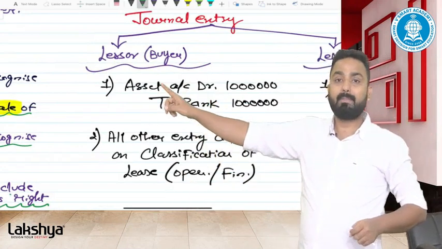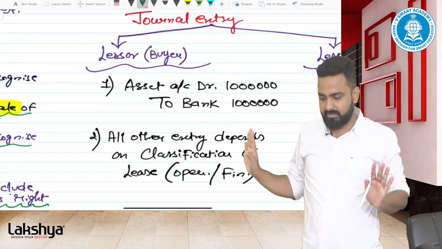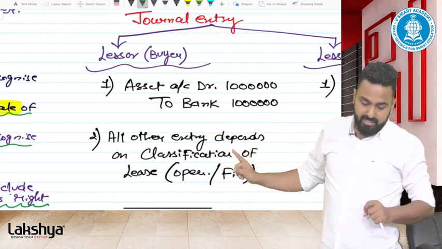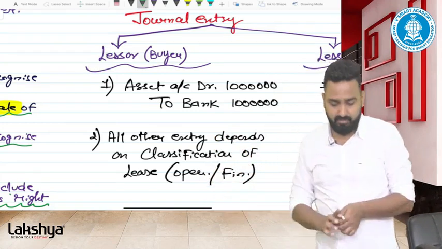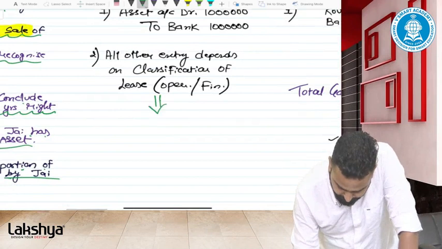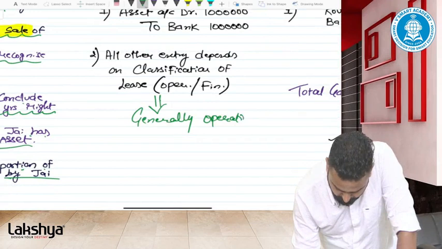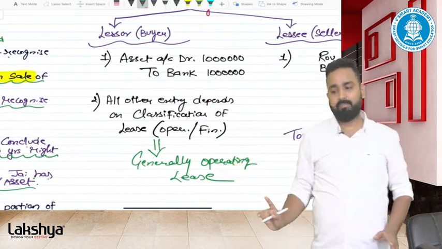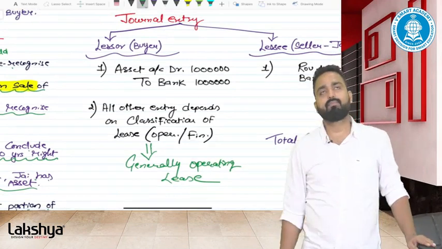First of all, the buyer purchased the asset: asset account debit, to bank, purchased the asset at 10 lakh. Second, all other entries depend on the classification of lease. Generally, it will be an operating lease. So, the entries in the books of buyer are simple.